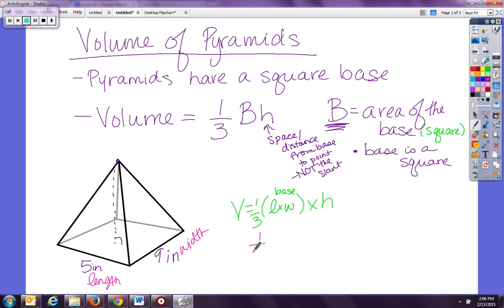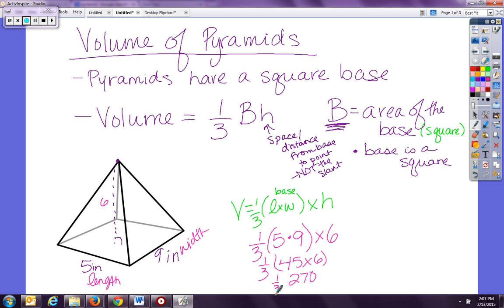So let's bring down our formula. 1/3, 5 times 9. And then my height, let's see what my height is given at, and we will make that be 6. Okay, my height will be 6. All right, so we now have our numbers and we will plug them in. So we have 5 times 9, which is 45. 45 times 6 is going to be 270.